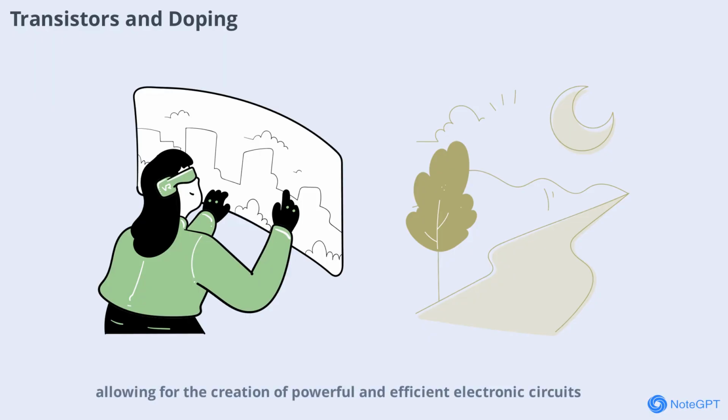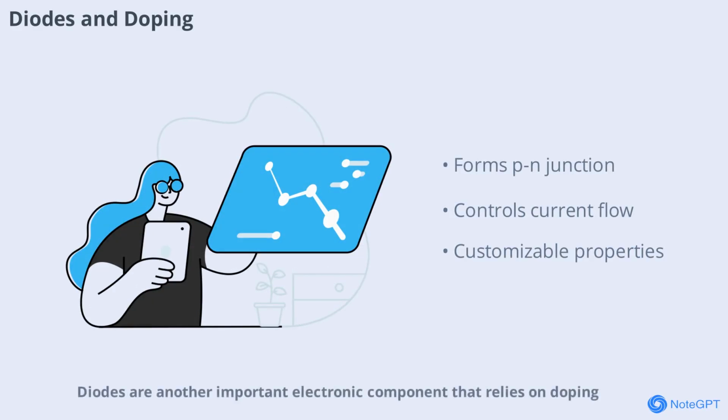efficient electronic circuits. Diodes are another important electronic component that relies on doping. A diode is made by joining N-type and P-type semiconductors together. This creates a junction that allows current to flow in only one direction. The properties of the diode, such as its voltage threshold and efficiency, depend on the type and concentration of dopants used. Doping makes it possible to design diodes for a wide range of applications.